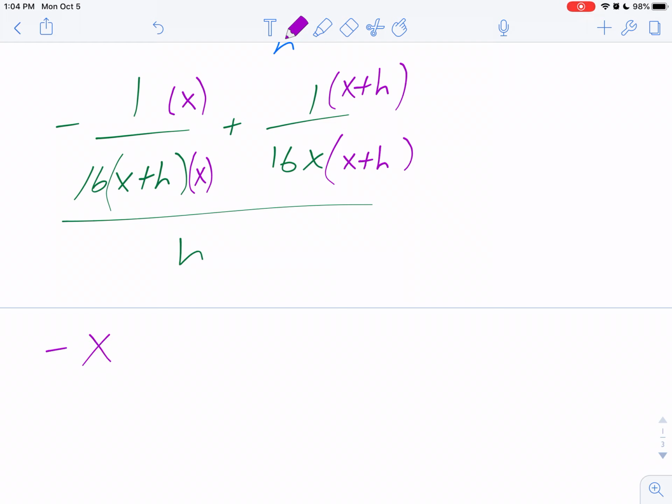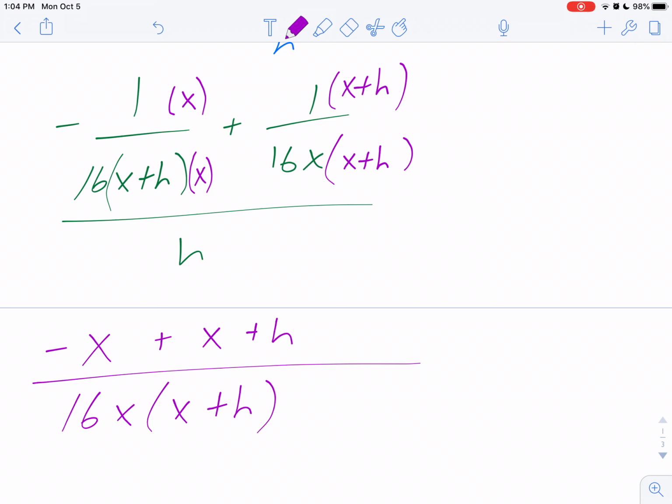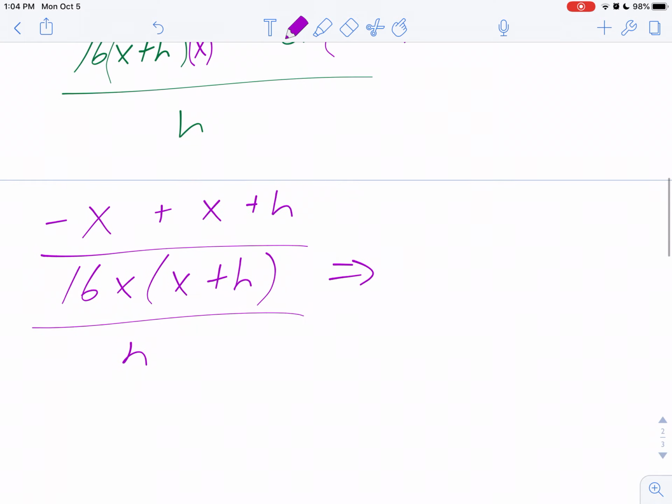So this gives us negative x plus h on the top. The denominator becomes 16x times x plus h. All I did was I took all three terms and I rearranged them a little bit. And then this is still all over h. All right, well, now let's reduce this mess.